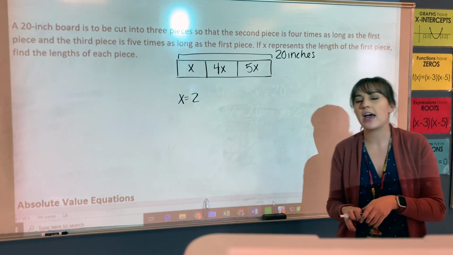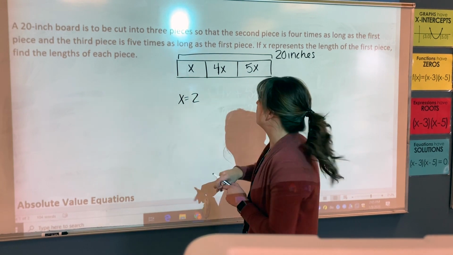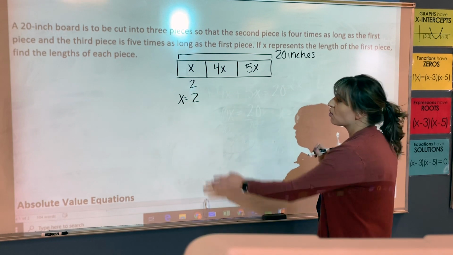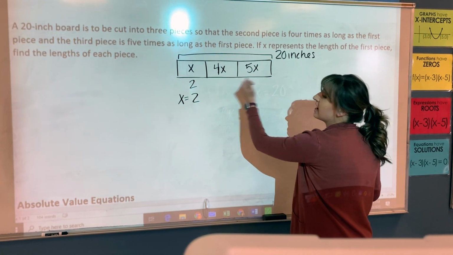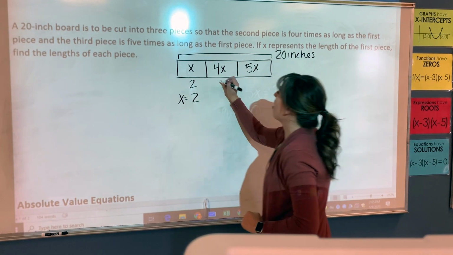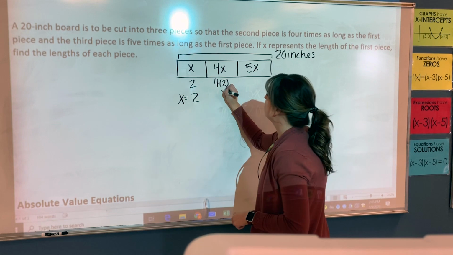We just found out that x is equal to 2, which means that our first piece is 2 inches long because it is just x. Now we're going to use this information to figure out the second and third piece. The second piece is 4 times x. We already know that x is 2, so I'm going to multiply 4 with 2 to get 8.